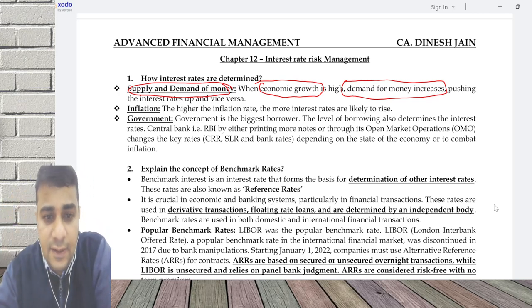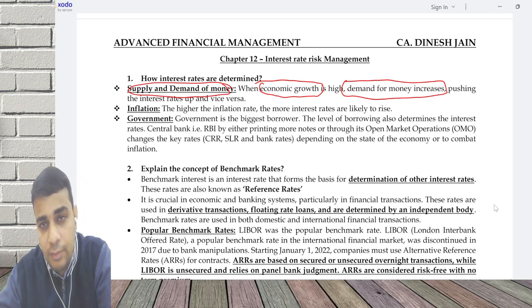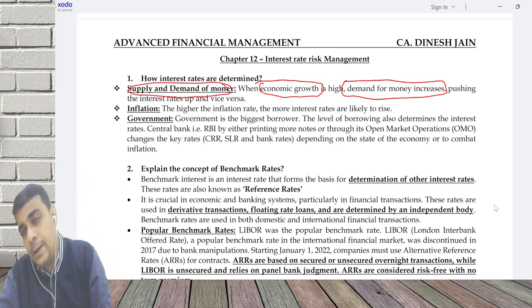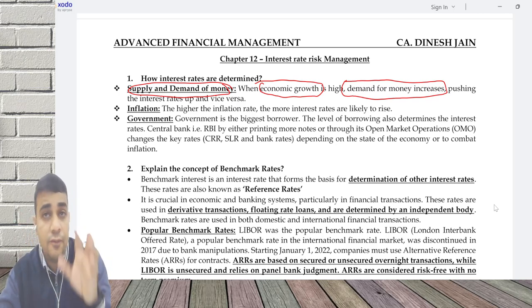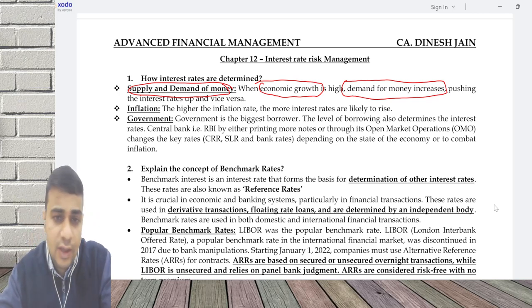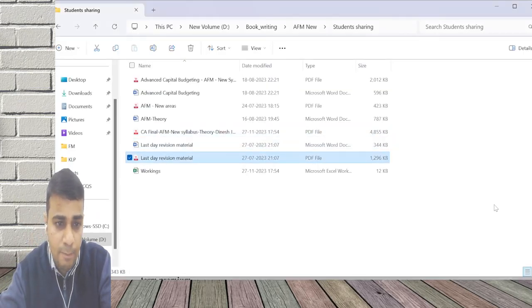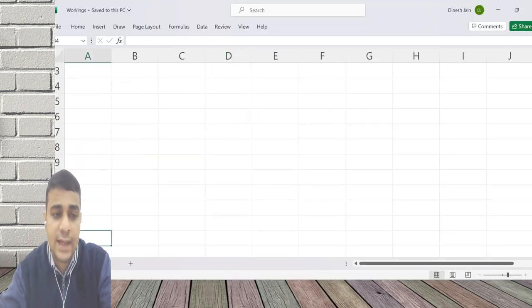Second factor is inflation. Inflation is controlled by the government through the central bank, the RBI. Government through the central bank can control the inflation of a country. Any increase in inflation will increase the interest rates, and a decrease in inflation will decrease the interest rates. So one important factor which plays a part is the inflation aspect.